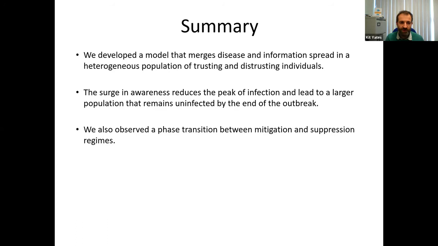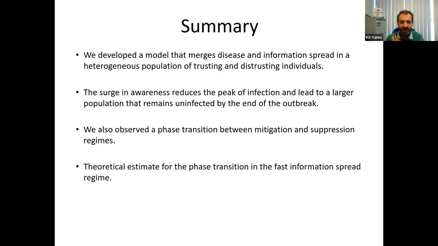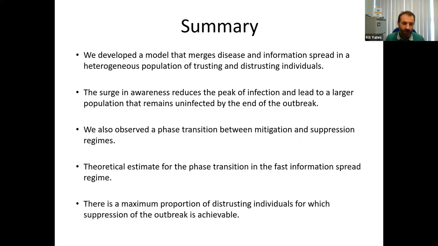We've observed this phase transition between mitigation and suppression regimes for the disease, and that can be brought about by changing the transmissibility of the disease, and in this case, that change is brought about by information spread impacting on transmission. We've derived a theoretical estimate for that phase transition in this particular model. One of the key results from the work is that there is a maximum proportion of distrusting individuals. So if you keep gaslighting your population and telling them that masks aren't important, for example, then there's some degree after which people believe that and you can no longer suppress the epidemic.